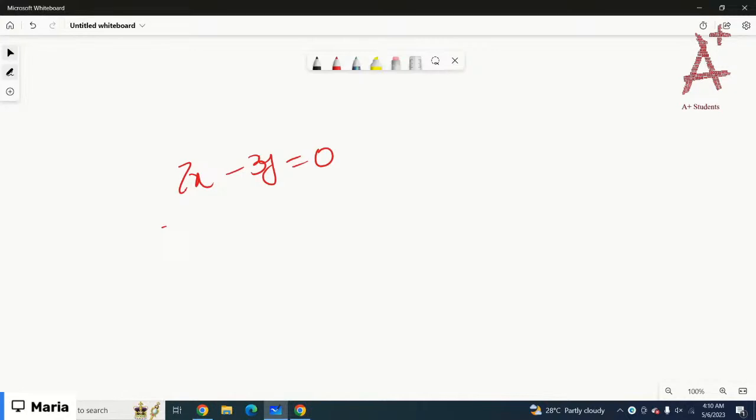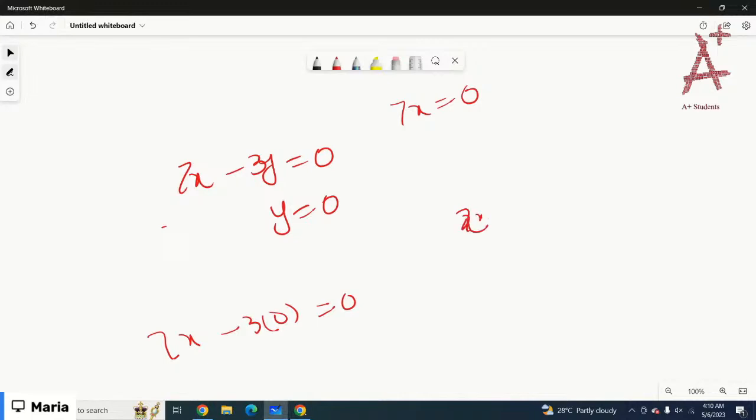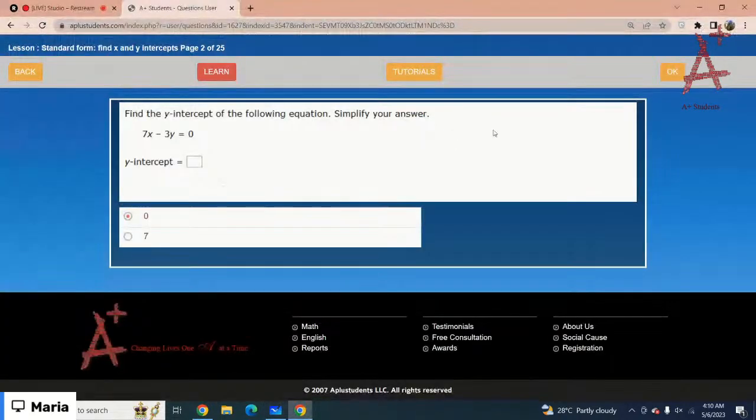You need to calculate the x-intercept. Whenever you calculate the x-intercept, you need to put y equals 0 in the equation and just solve. So 7x minus 3 times 0 equals 0. 3 times 0 is 0, so it would be 7x equals 0, so x equals 0. That means the x-intercept is also 0. The correct option is 0.